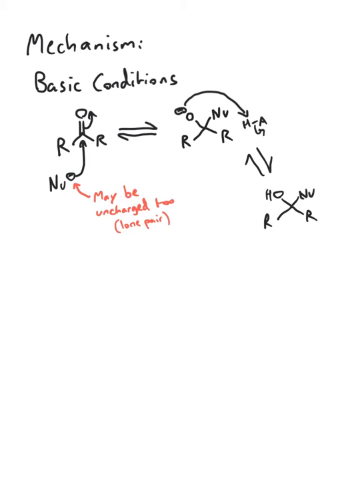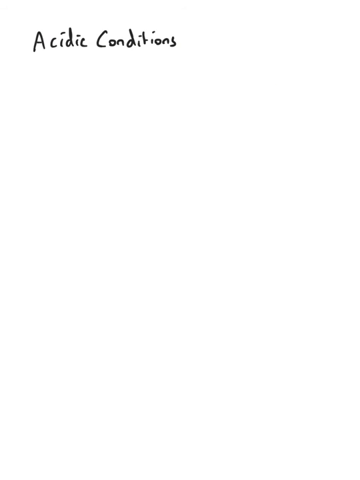Of course, you might be thinking, how can you have an acid under basic conditions? And the answer is you can't. This must be from either water or an acid that is added in a second step. Next, we'll look at the mechanism under acidic conditions.